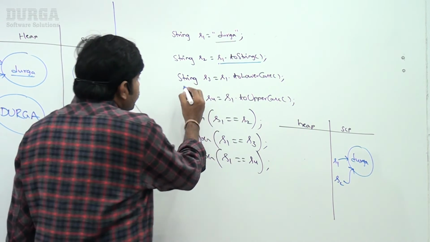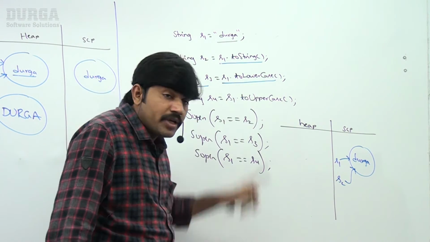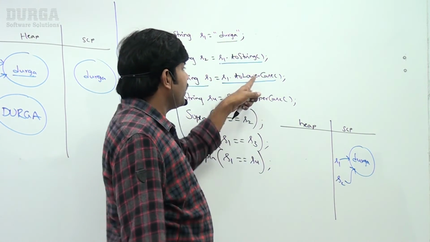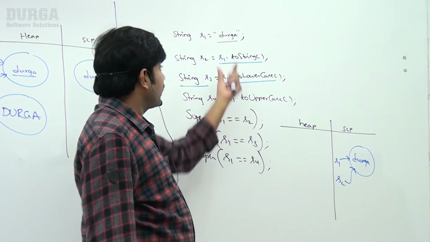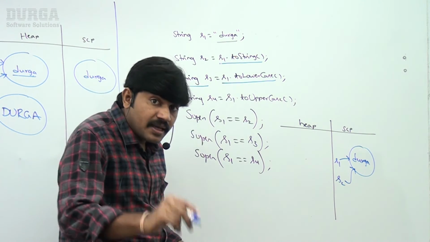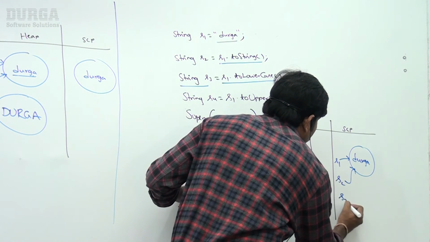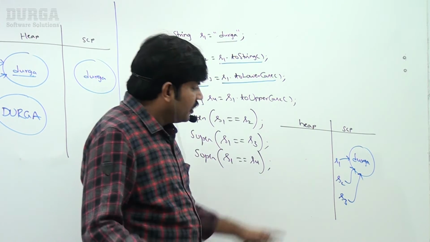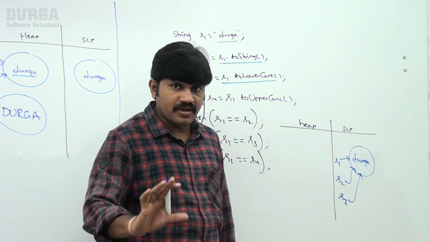Well, String S3 is equal to S1.toLowerCase(). Is there any change in the content? No. Because of the toLowerCase method on S1, there is no change in the content, because it's already in lowercase. The existing object will be reused. So S1, S2, S3 are all pointing to the SCP object "Durga" only.